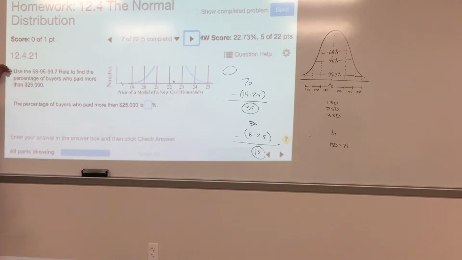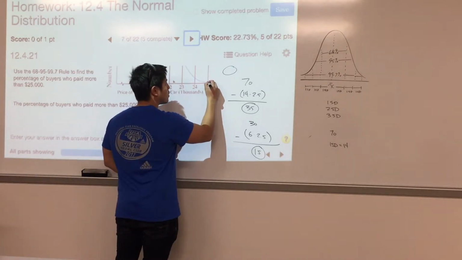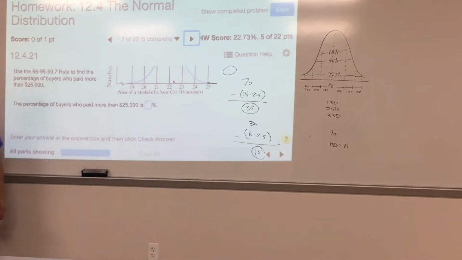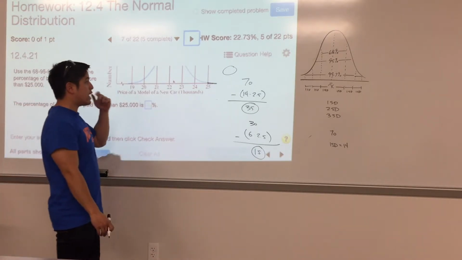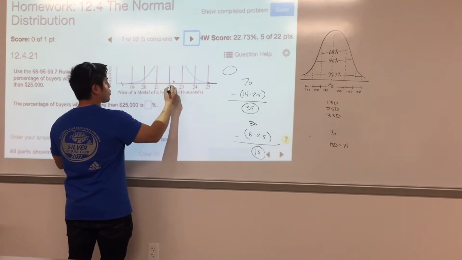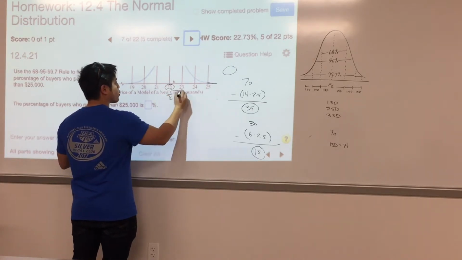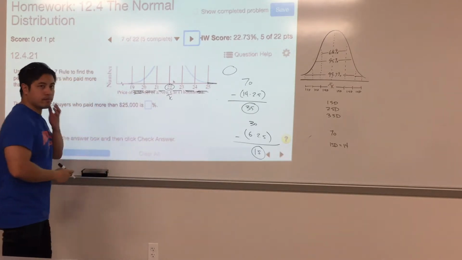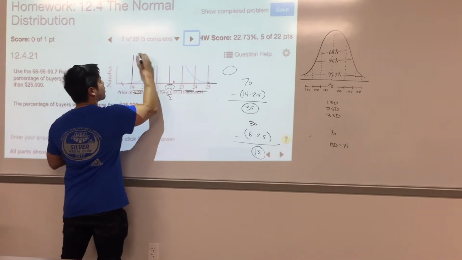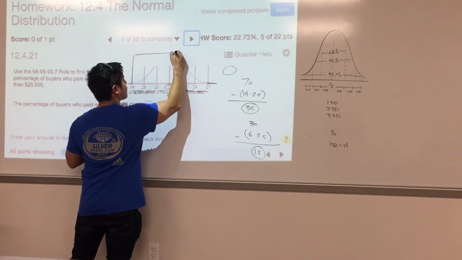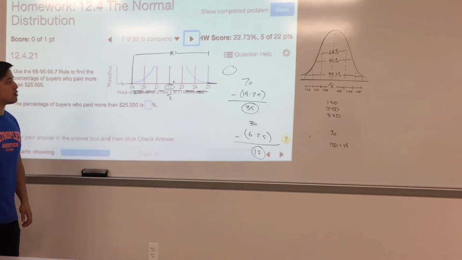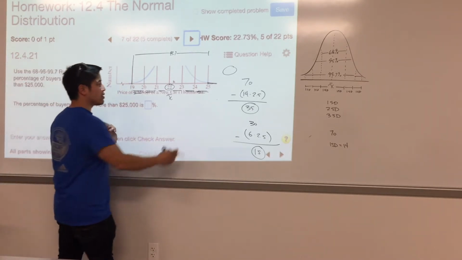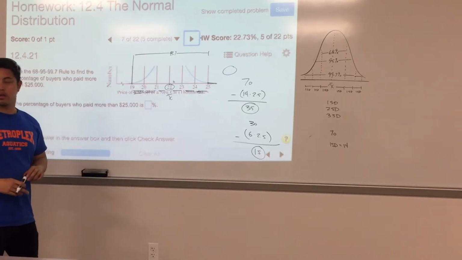Use that rule to find the percentage of buyers who paid more than $25,000. More than $25,000. Do you guys see what that is, right? Well, here's your mean. If that's your mean, here's 1 standard deviation, 2 standard deviations, 3 standard deviations. All that is 99.7 on both sides, and that's a key piece, both sides. What is this little piece right here?